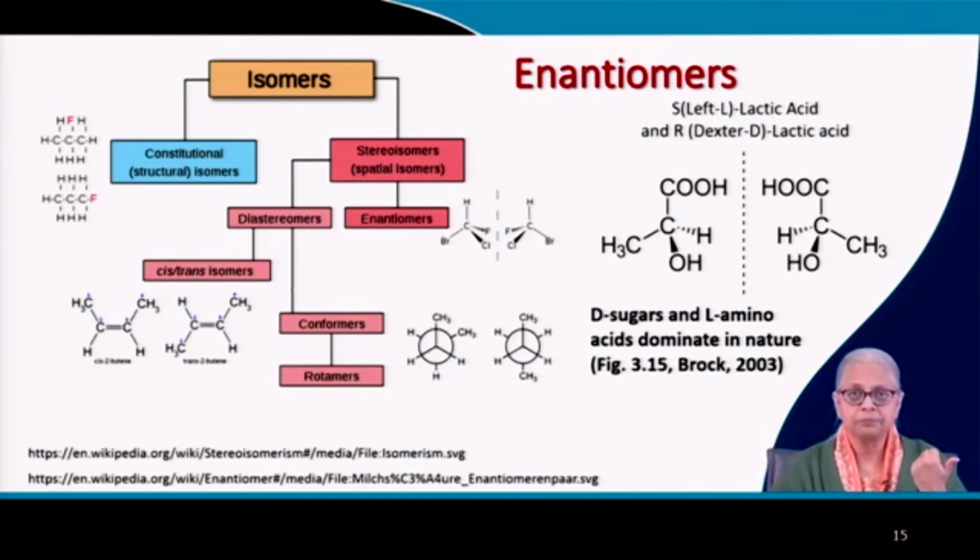So you have the dextro, the right-handed sugars, and the left-handed sugars. So you have over here lactic acid. You have the one on the left, which is S, stands for sinister or left, and R stands for right or dexter. So you have the left-handed lactic acid and the right-handed lactic acid. Now, what is interesting in nature is that nature has a preference for right-handed sugars and left-handed amino acids.